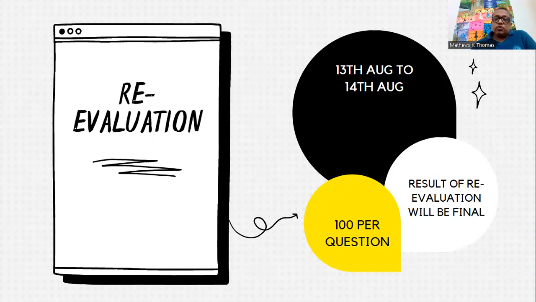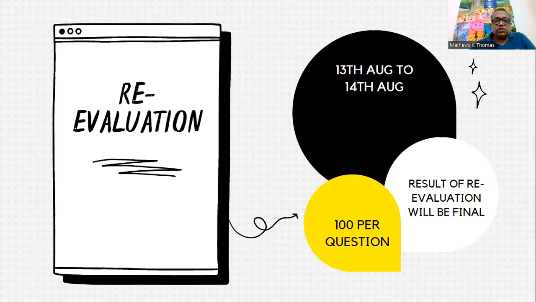That is, your whole paper is going to be re-evaluated. The time is going to be 13th August and 14th August. If you're not satisfied with the marks of the verification, and when you see your photocopy you feel that more marks should be given, then you can apply for the re-evaluation on 13th and 14th August, and you need to pay 100 rupees per question that you're getting re-evaluated. So whichever questions, 4 questions, 5 questions, 6 questions, you want to get re-evaluated, you have to pay 100 rupees for each. And please remember, the result of a re-evaluation will be final, and they'll not entertain any application beyond that.